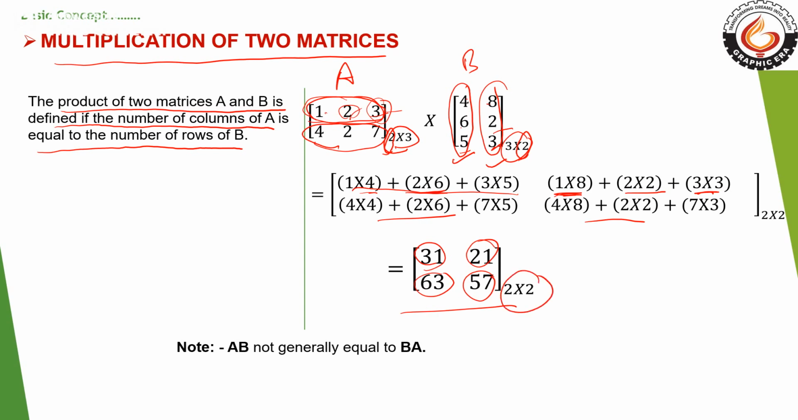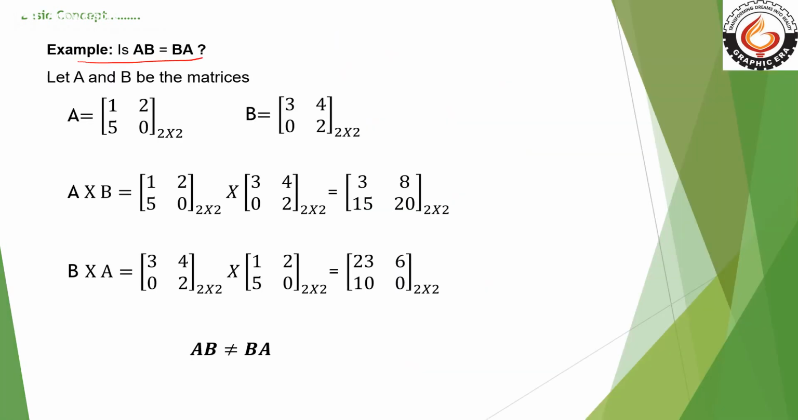Here we have to note that AB is not generally equal to BA. Means if we multiply A cross B, it is not necessarily equal to B cross A. Here is an example: is AB equal to BA? Let A and B be matrices. Suppose we have a matrix A of order 2 cross 2 and another matrix B of the same order 2 cross 2. The elements of A are 1, 5, 2, 0 and B is 3, 0, 4, 2.